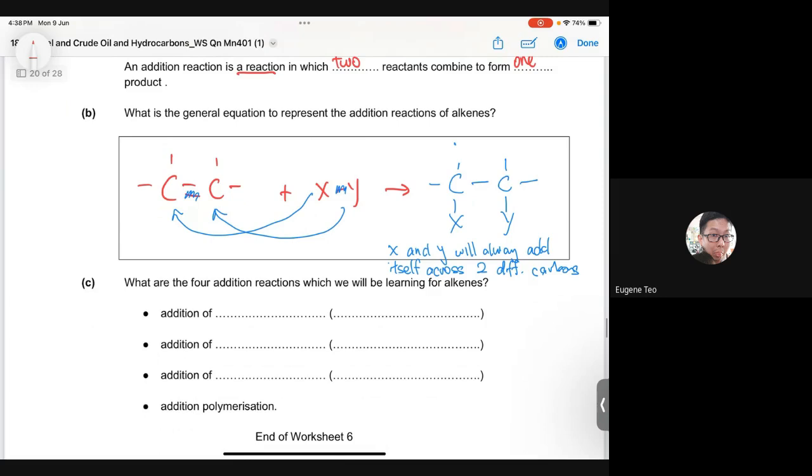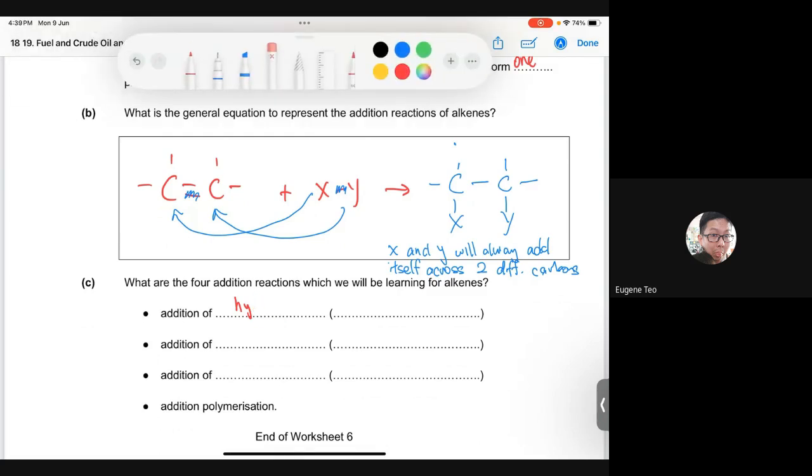Now, there are four addition reactions that you need to take note of. First is the addition of hydrogen. Sorry, let me write again. First one is addition of hydrogen. This reaction is called hydrogenation. Why do we call it hydrogenation? It's adding of H-H. Why am I drawing this H-H out? It is just to show you how it is related to your X and the Y. In this case, this is the X, this is the Y. So you can imagine it.